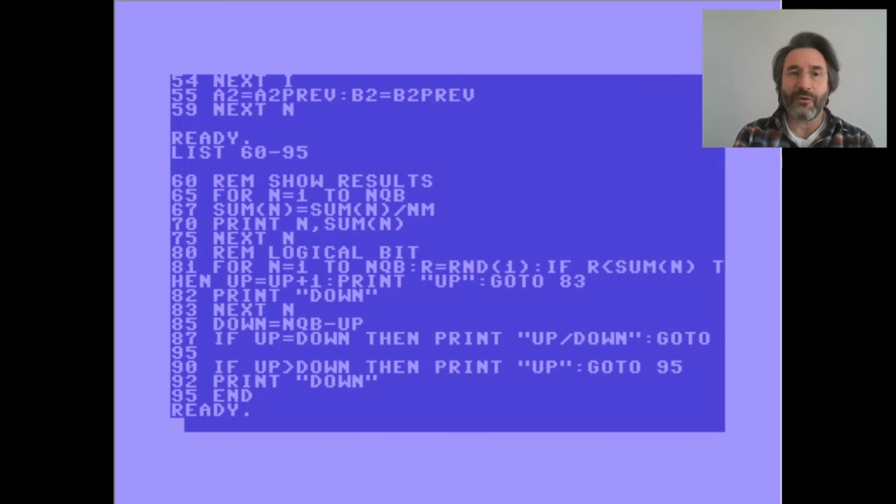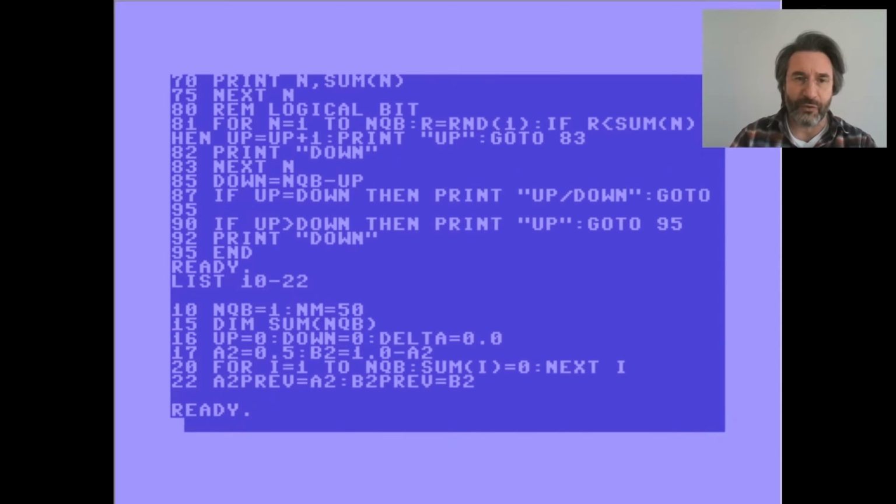So we can now run a few experiments. We are going to show again lines from 10 to 22 so that we understand what to change. And what we need to change is especially line 10, but for a first run we are just going to keep things as they are. So line 10 is telling us that we have one qubit, that we perform 50 measurements, and line 16 is telling us that there is no decoherence.